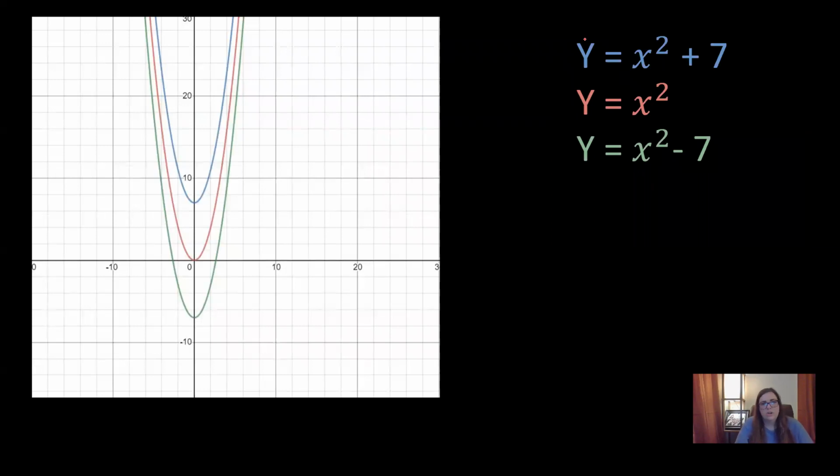So of course they're color coded. We have x squared is the red, just like it was shown. x squared minus 7 is the green, down 7. And x squared plus 7, up 7.